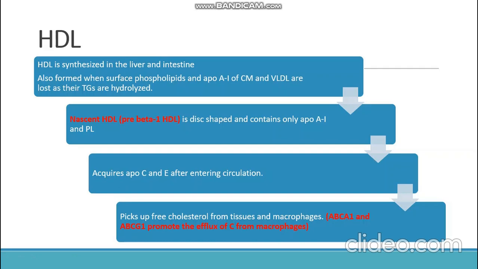अब यह picking up process is facilitated by certain membrane transporters, your ABCA1 and ABCG1, and both of these promote the efflux or release of cholesterol from macrophages. अब ABCA1 is more important क्योंकि इसका एक और specific function है, which is that it facilitates the transport of your cholesterol from your cells to your HDL.